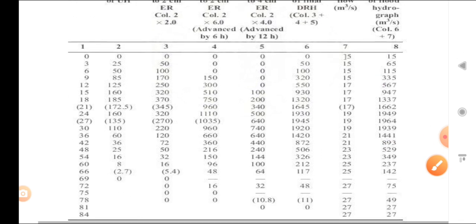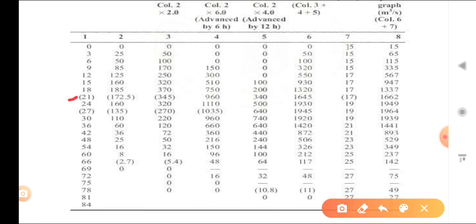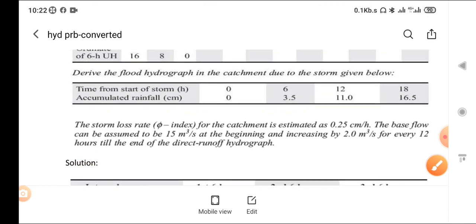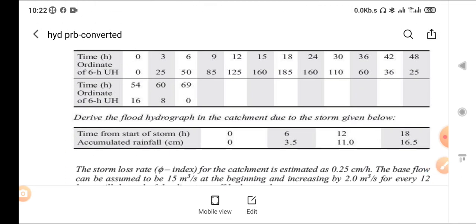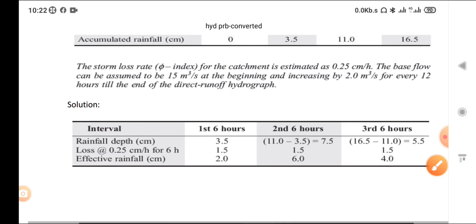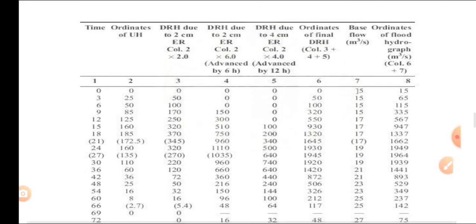You can see the entries, and there are some values in brackets also. That is the interpolated value. Why? Because the durations given in your problem are 0, 3, 6, 9, 12, 15, 18, then 24, 30. That is not uniform, so to make it uniform we make some entries as interpolated values.